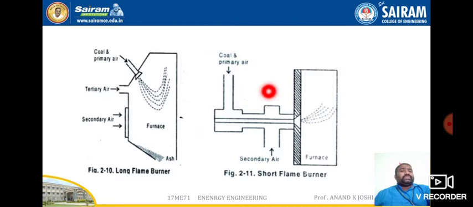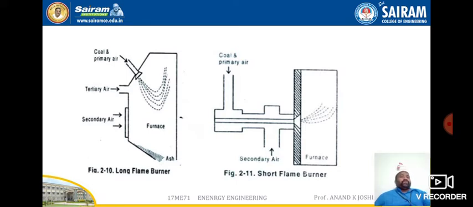Okay, so this is horizontal. You can see it projected horizontally into the furnace, and the primary air and fuel mixture combines with the secondary air at the burner periphery before the entry into the furnace, as shown in the figure. So the burner gives out a turbulent mixture which burns rapidly, with combustion completed within a short distance. Therefore the combustion rate is high.